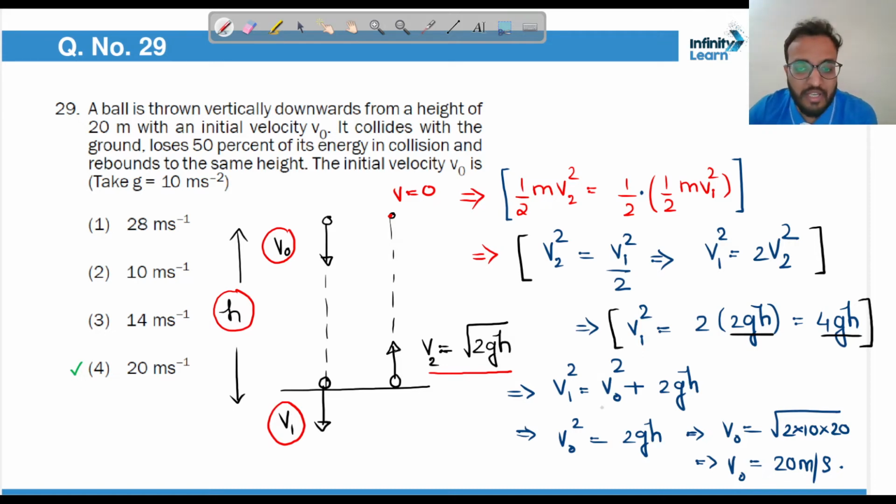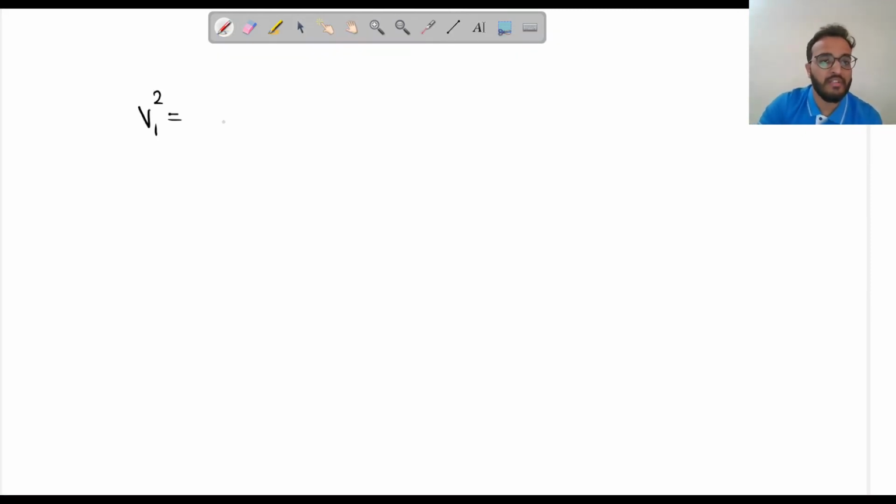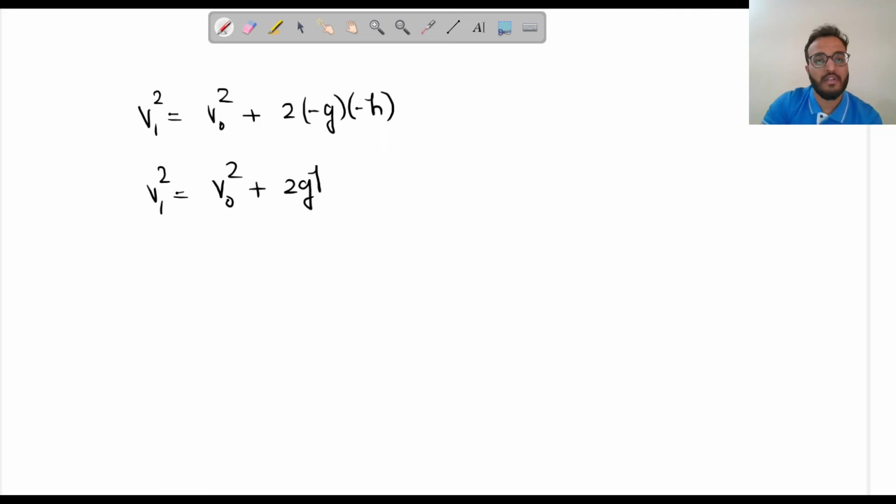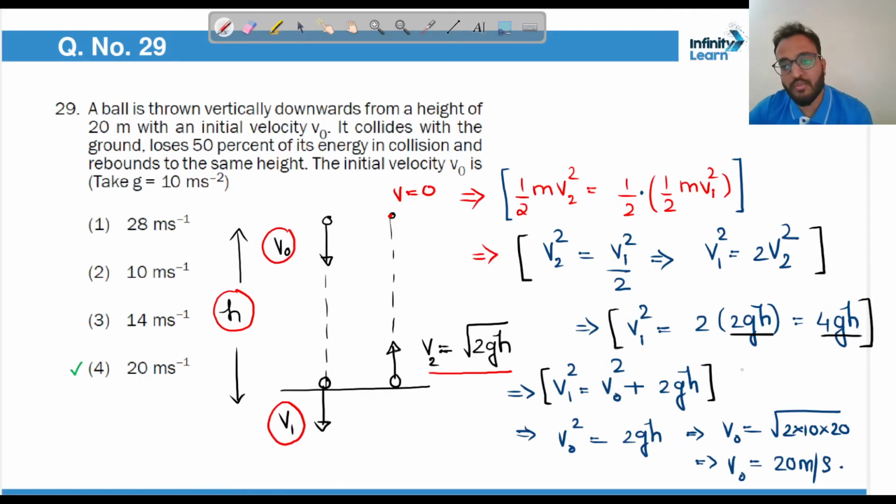So what is v1? v1 square is v0 square plus 2gh. That also we know due to energy conservation. This equation we get due to energy conservation, right? Or we can simply say final velocity is v1, and the height it fell by is h. So we can say it like this: v1 square is equal to v0 square plus 2 into minus g into the height fallen by, which is minus h. That is why v1 square is equal to v0 square plus 2gh. This also we know already. So using these equations, this is equation number 2, and let's say this is equation number 1. So we can say v0 square is 2gh and then put the values and get your answer.